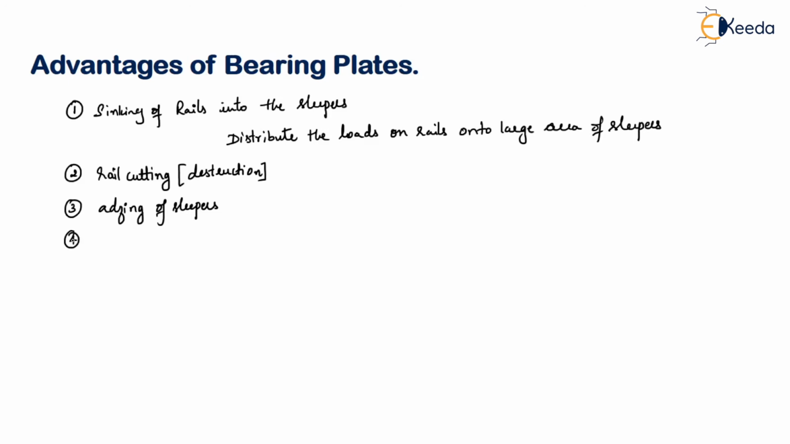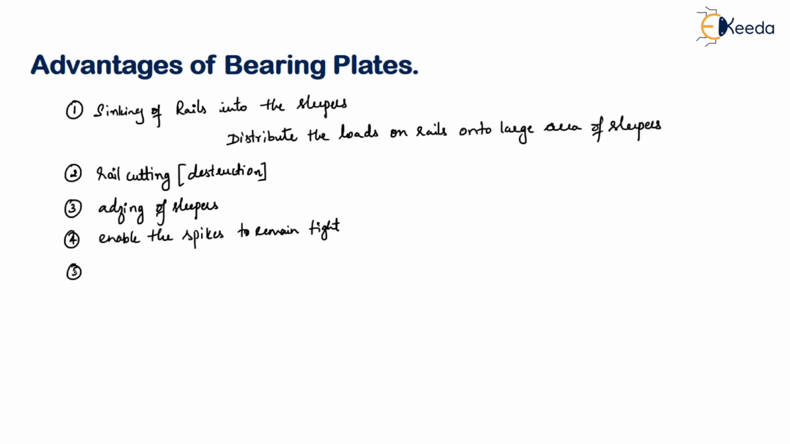Moving on to the next advantage, these plates will enable the spikes to remain tight under vibration, and this will also result in less maintenance. So if you are using spikes to connect your sleepers with the rails, the bearing plates will enable the spikes to remain tight. So what will happen if they remain tight? Maintenance cost can be reduced, and it will require less maintenance time also. Okay, that is also one of the advantages.